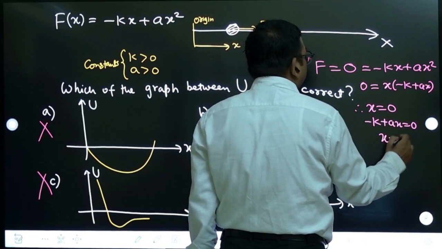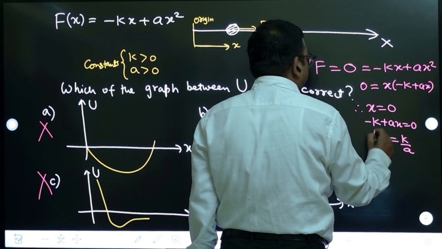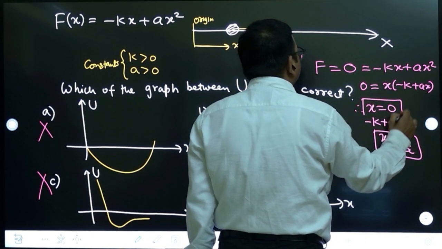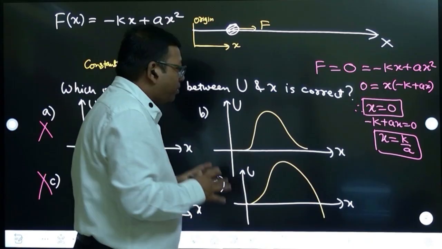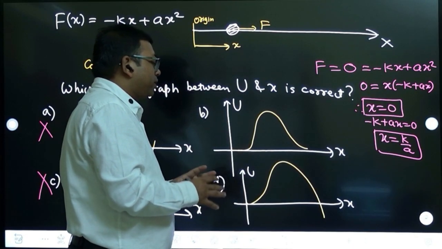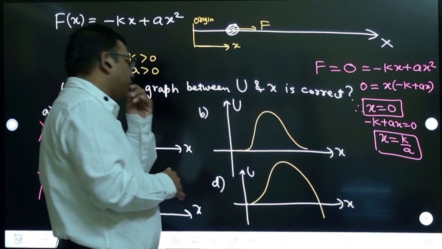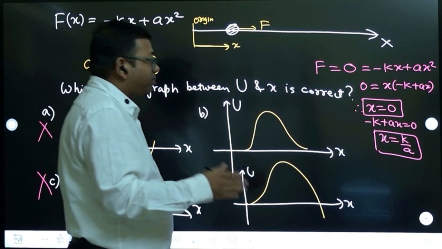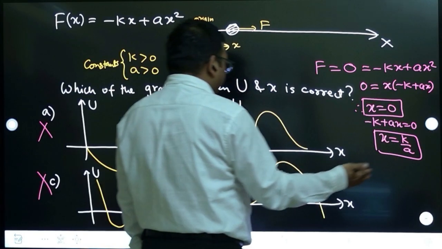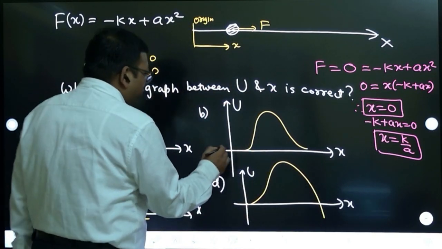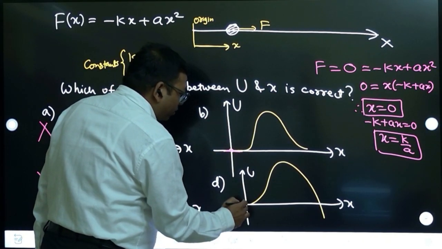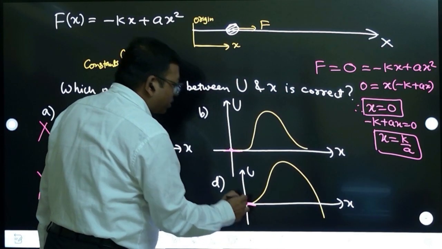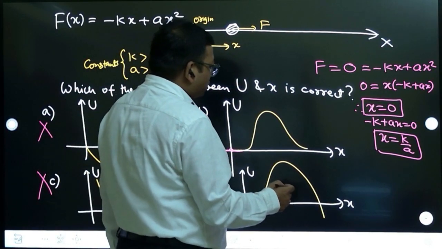So x will be k by a. So there are two possible solutions for this. The slope has to be 0. Remember, slope has to be 0. X is equal to k by a will be some positive value on this side. Here the slope looks like it is 0 because the graph looks flat. Here also it looks possible. So this is okay. But what about other conditions?